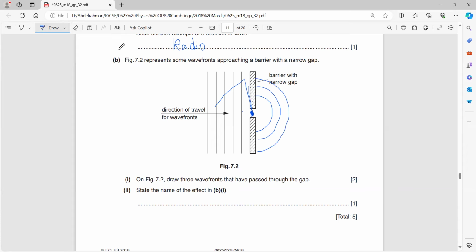State the name of the effect. What is this effect? Diffraction.